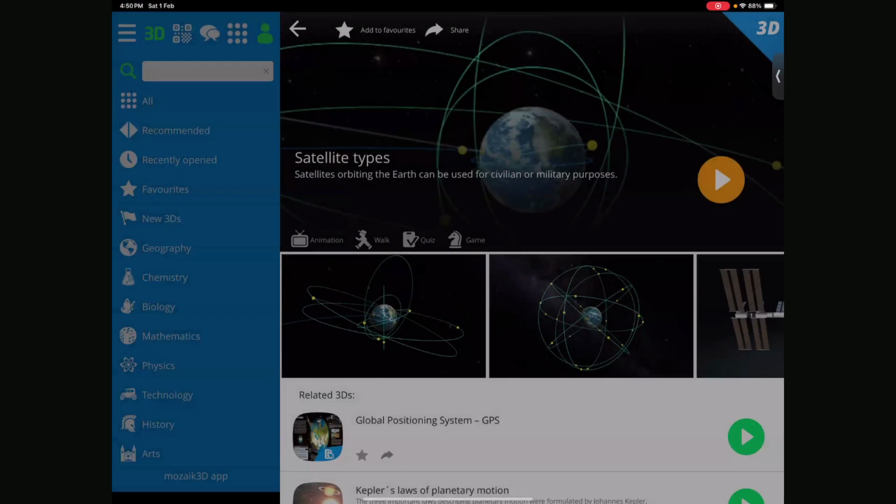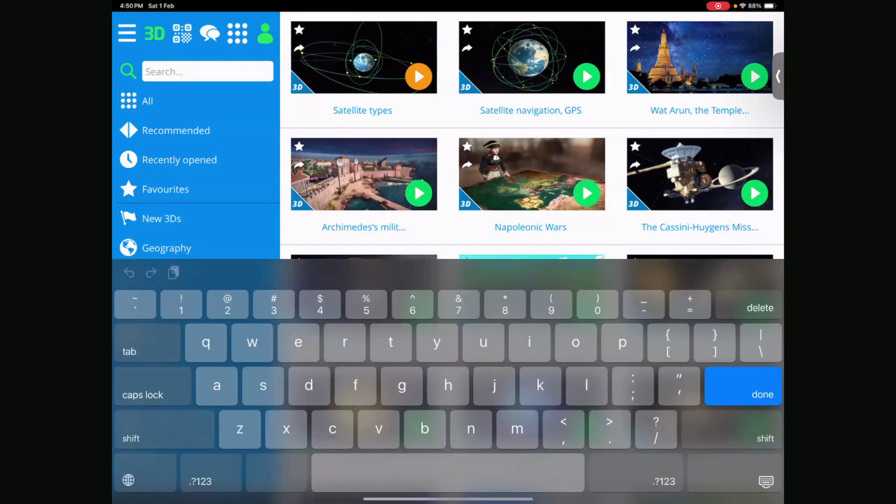Okay, let's see if I can show you some animations on this. Let's start with PET scan. There are different models of PET scan as well.